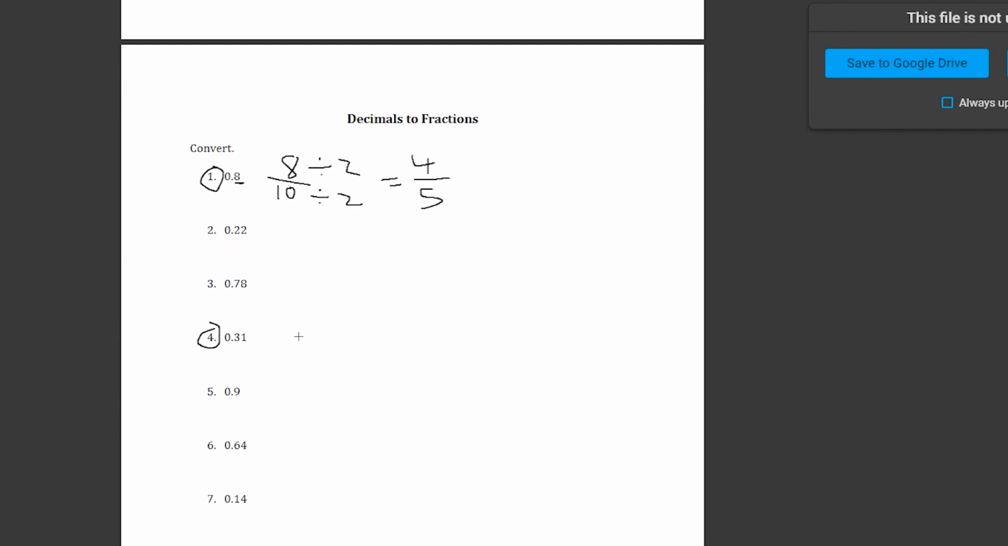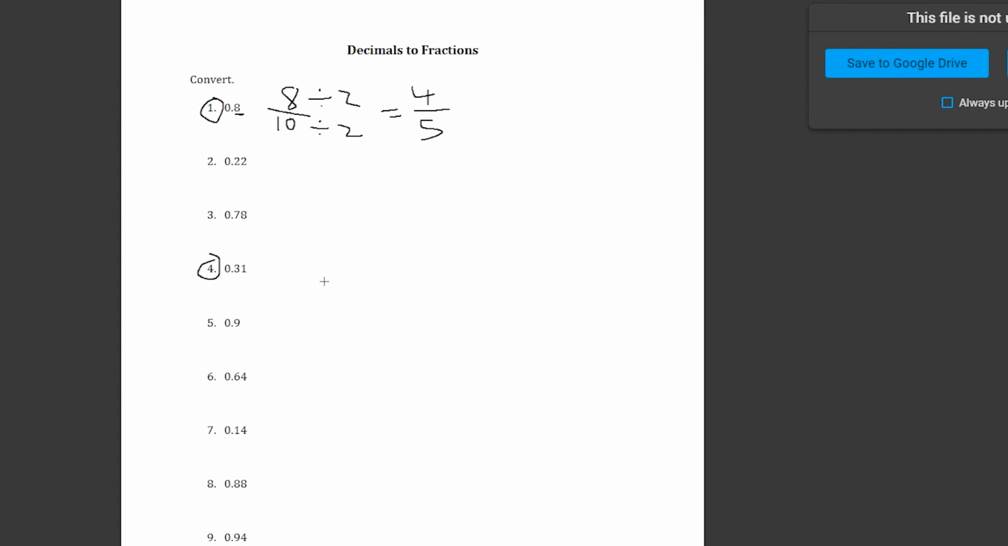For number 4, we have the decimal 0.31. So we see that our final digit is in the hundredths place. So we can make this fraction out of 100. And now we're just going to write the number down, which is 31. And we can check if we can simplify this further. And we can't divide it by any number. So for number 4, our final answer is 31 out of 100.